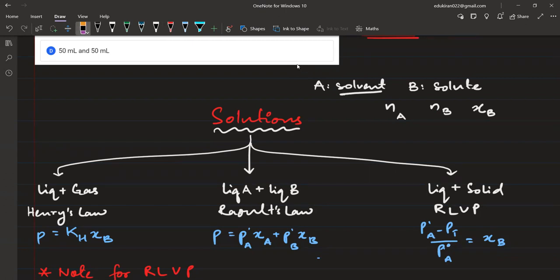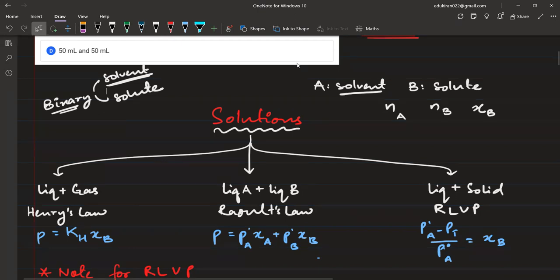Now, solution can be divided into three categories. In general, for JEE Mains, you just need to know binary solutions. Binary solutions have only two components. One will be solvent, and the other is going to be solute. We are always taking binary solutions, in which solvent is always a liquid. First of all, we have liquid plus gas. Here the solvent is liquid and the solute is gas. And this follows Henry's law.